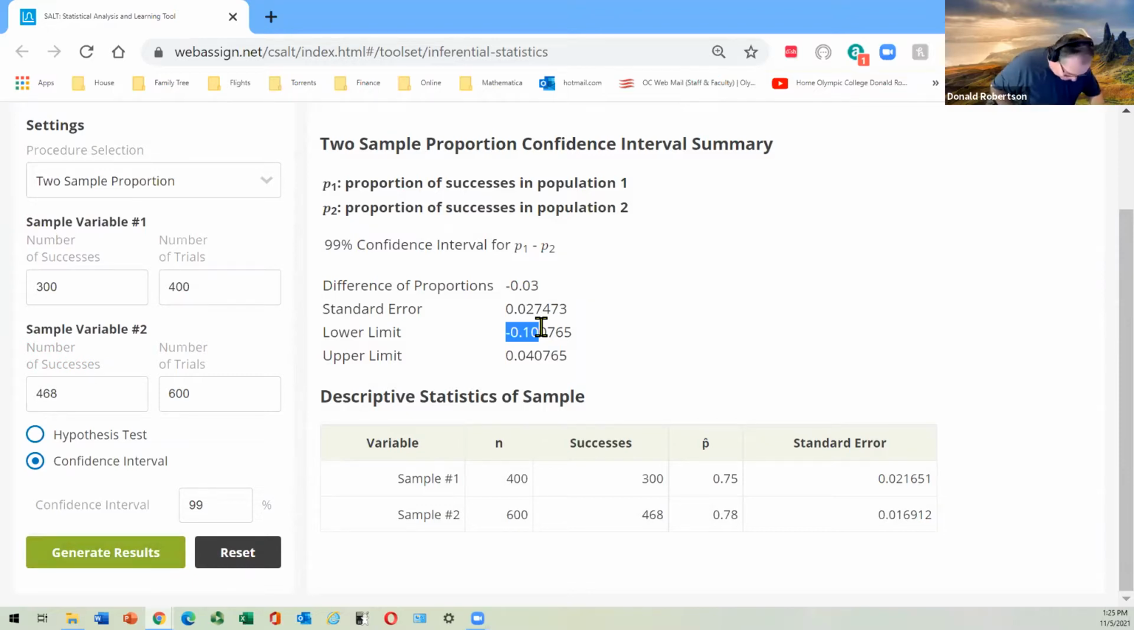Put my red pen, right. So negative 0.10, and at the other side, it's 4%, 0.04. If you want to know what the standard errors are, there's the first guy, there's the second guy. Now, if you wanted to know the standard error of the difference, you'd have to do the calculation.